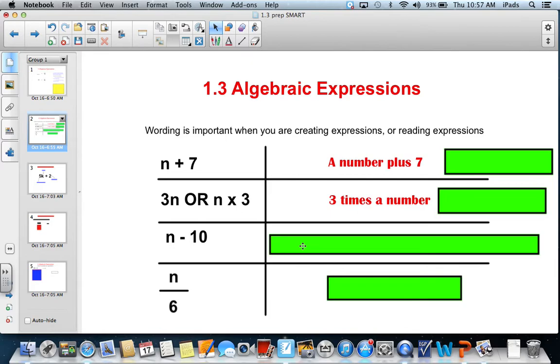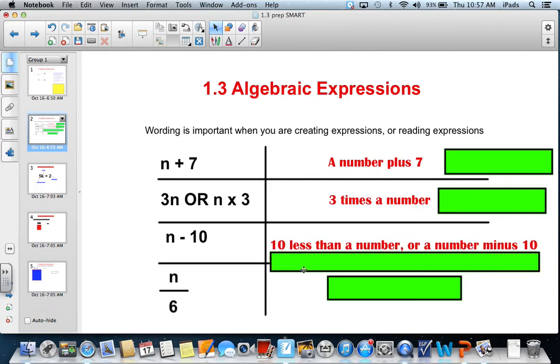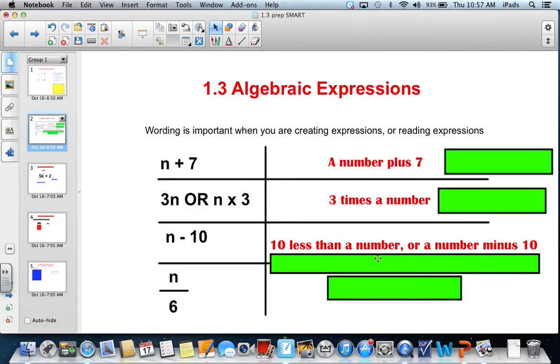Now this one's a little more difficult. When you're doing subtraction, it's a little bit of a longer expression, and you can say it two ways. 10 less than a number, or a number minus 10. You still don't know what the number is, so you're just saying a number minus 10, or 10 less than that number. Subtraction.